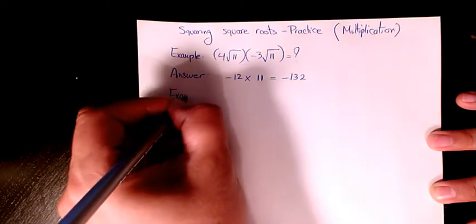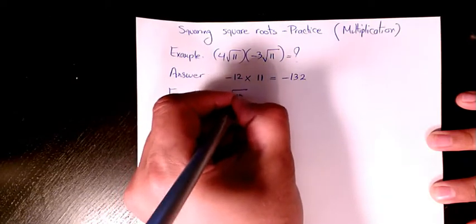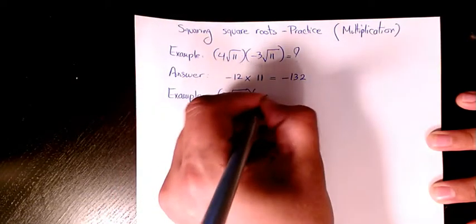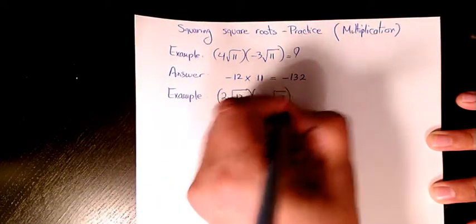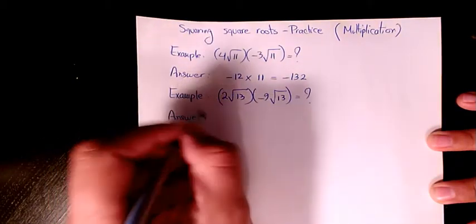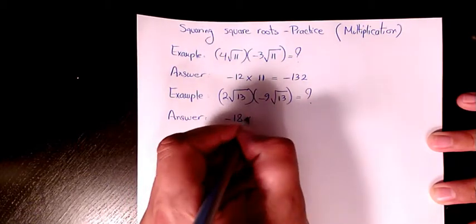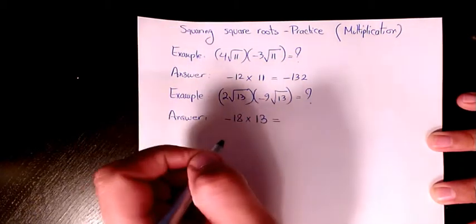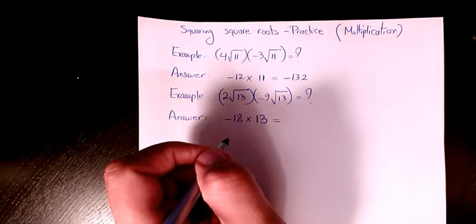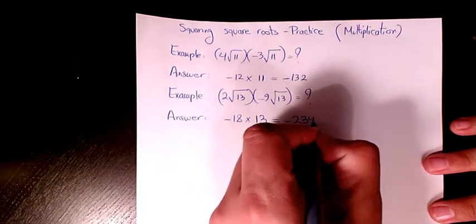Next example is 2 root 13 times negative 9 root 13. Answer is 2 times negative 9 is negative 18. Root 13 times root 13 is going to be 13. The answer will be minus 234.